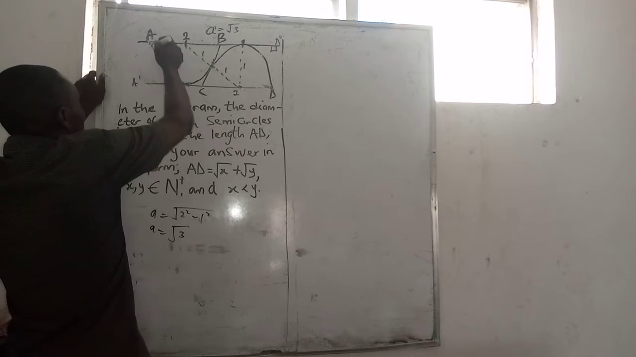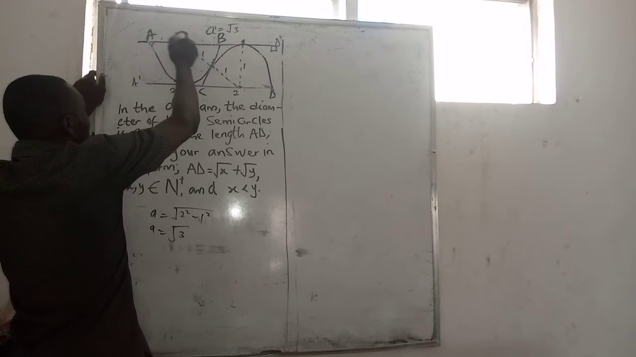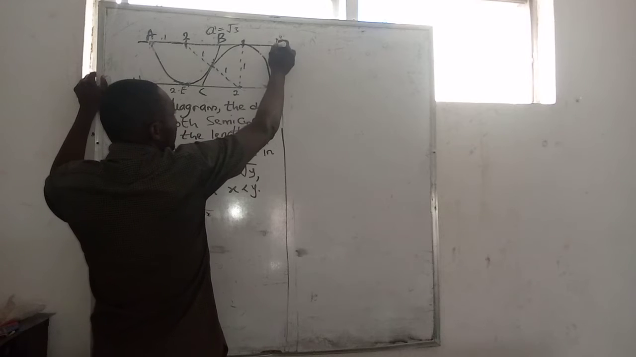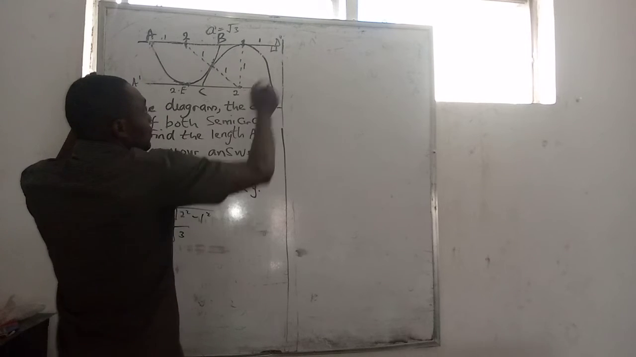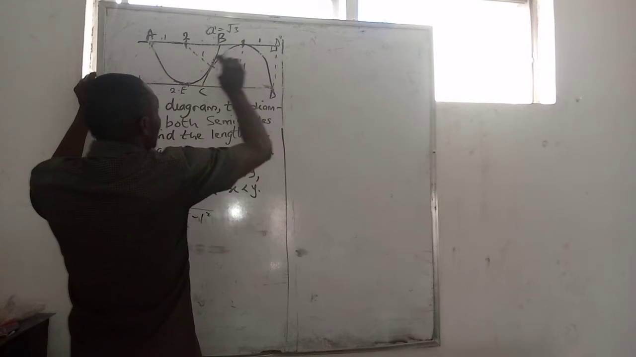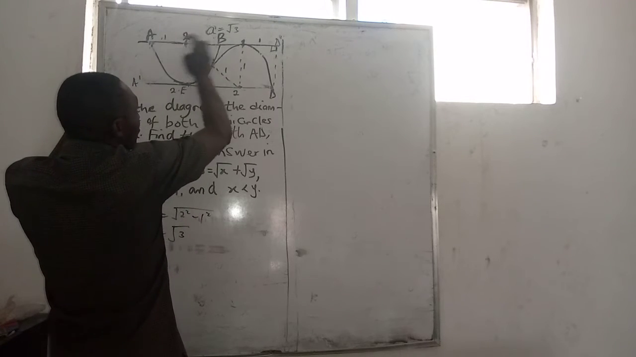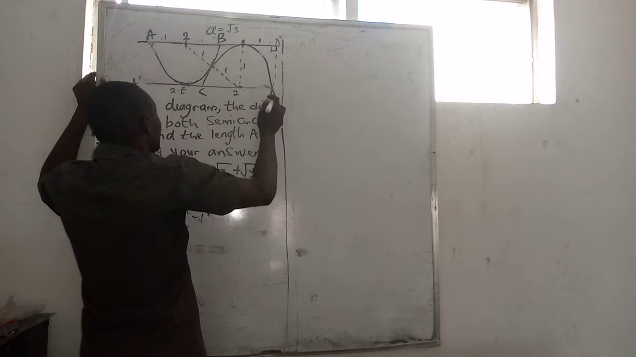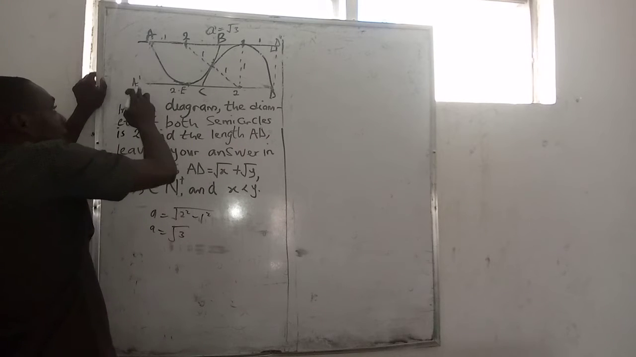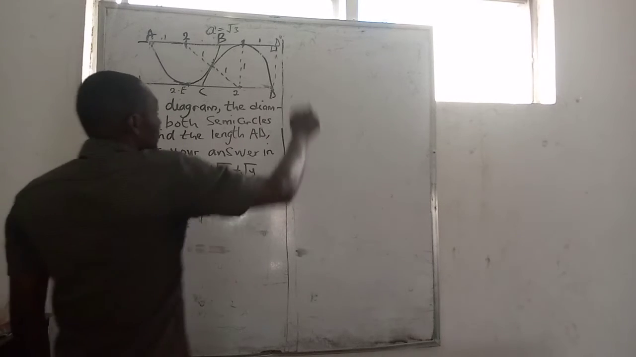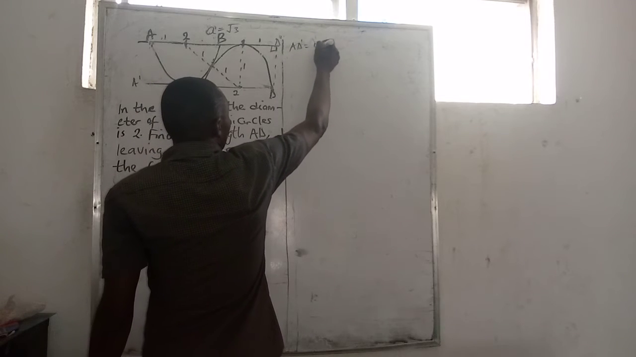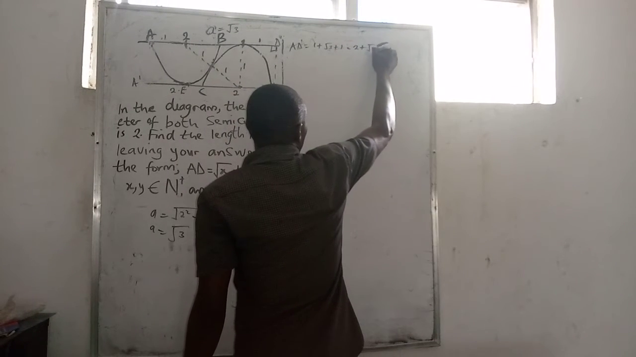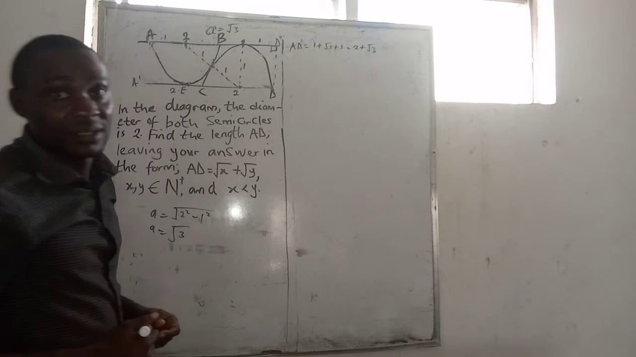Now, from this point to this point is also a radius. To the center here is a radius 1. From the center here to this point here is a radius 1. So if I drop the height here, now the length of AD is 1 plus 1 plus root 3. I'm calling this AD prime. So AD prime is 1 plus root 3 plus 1. That will give us 2 plus root 3.